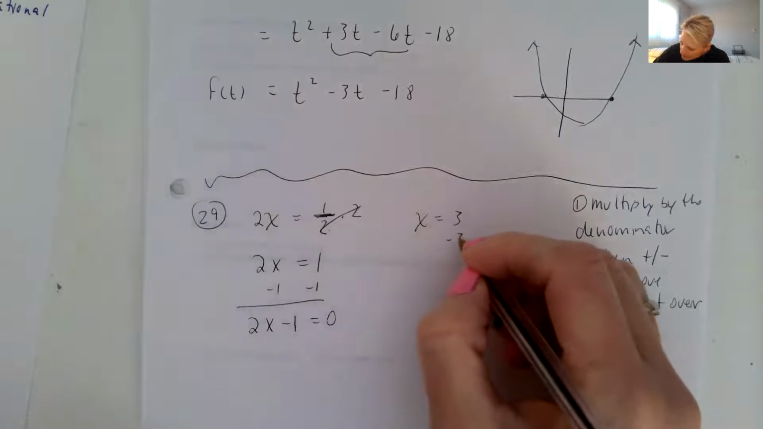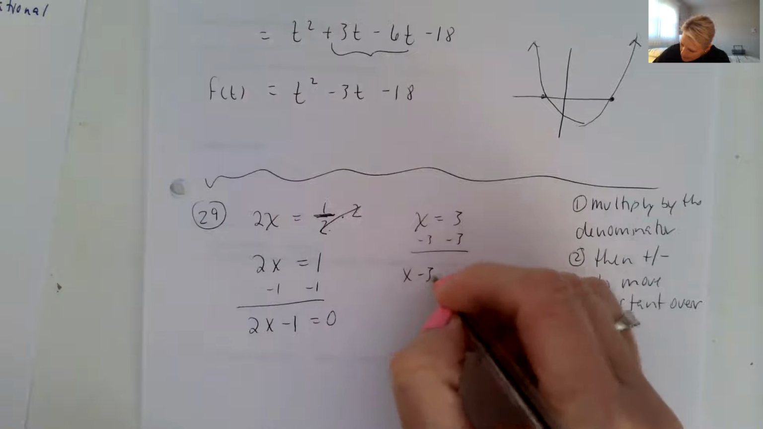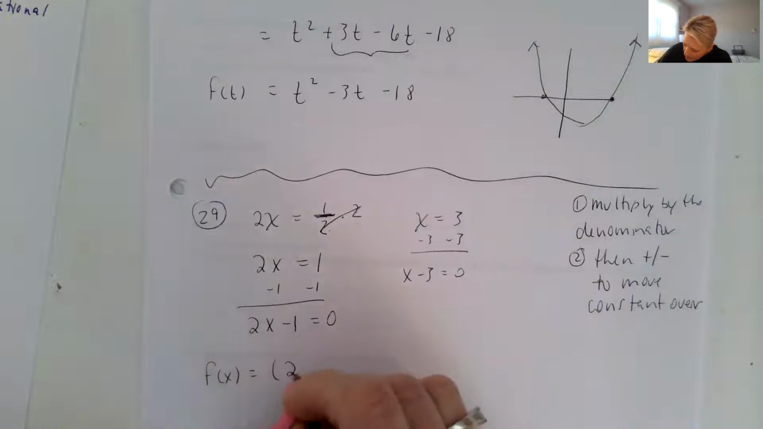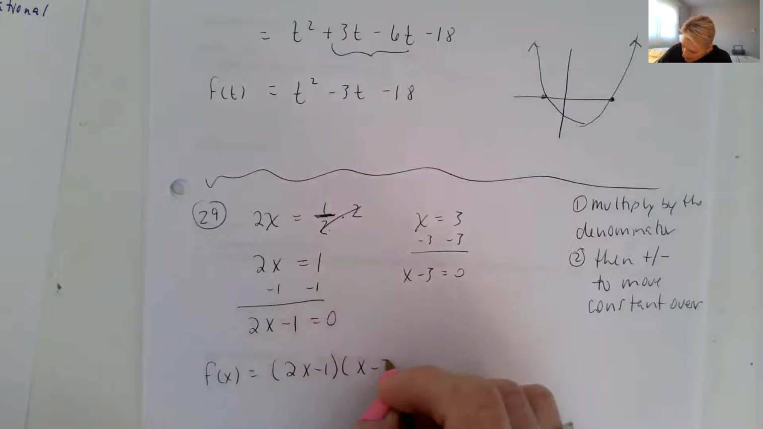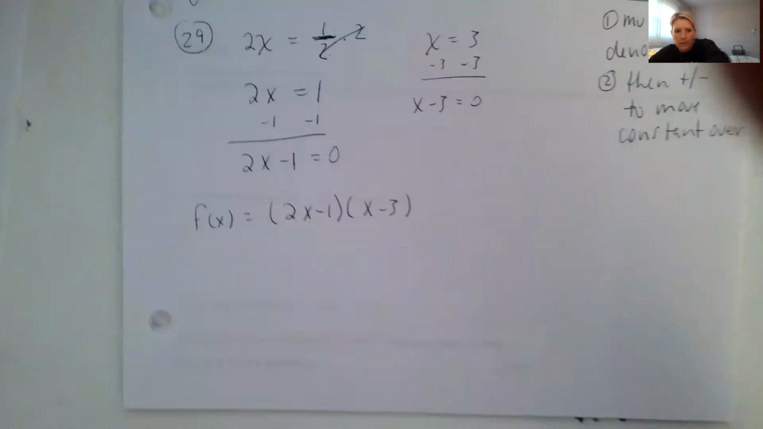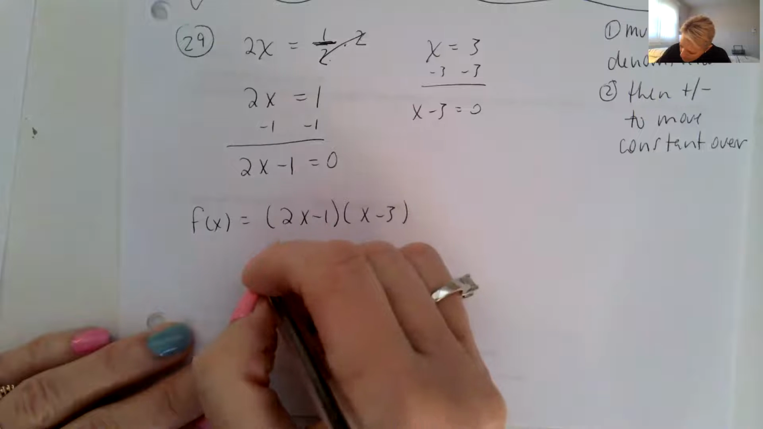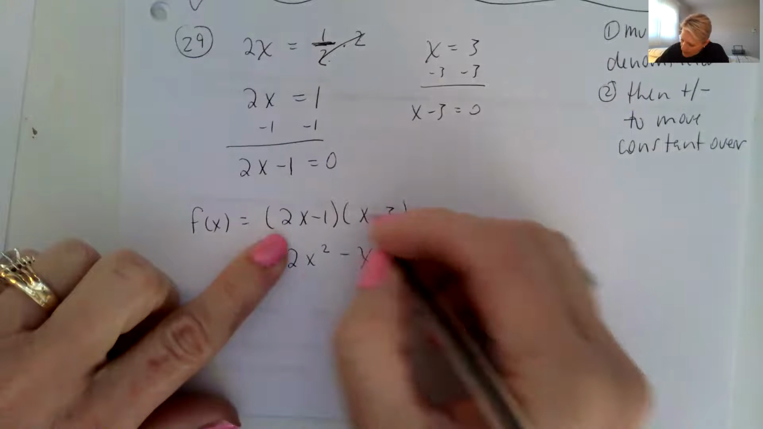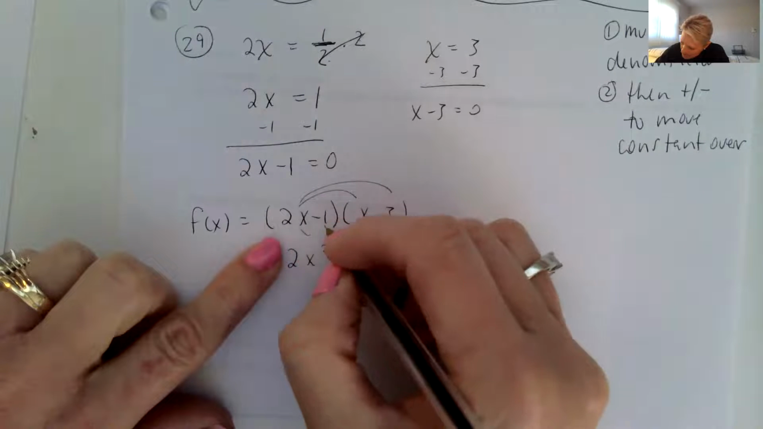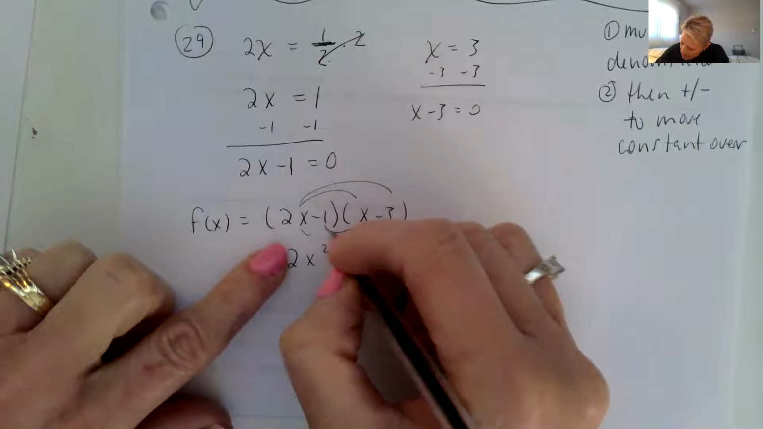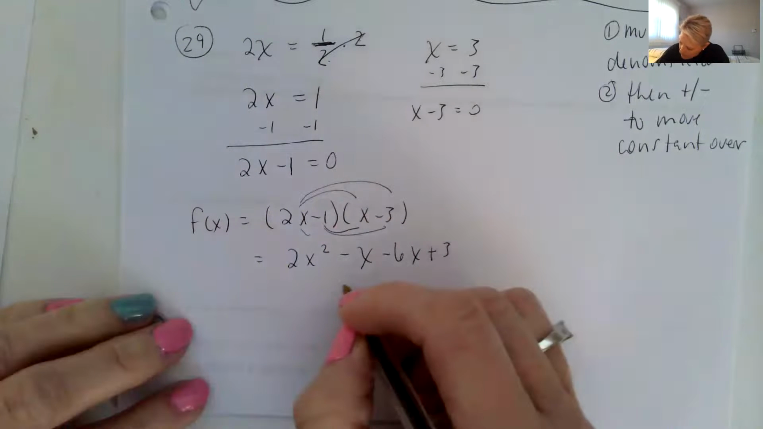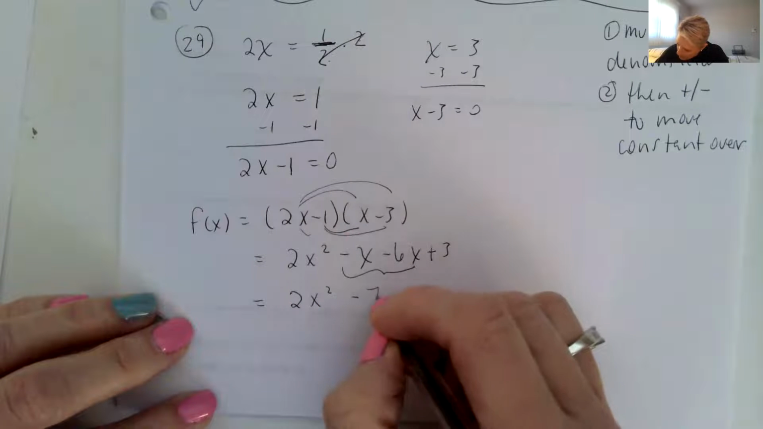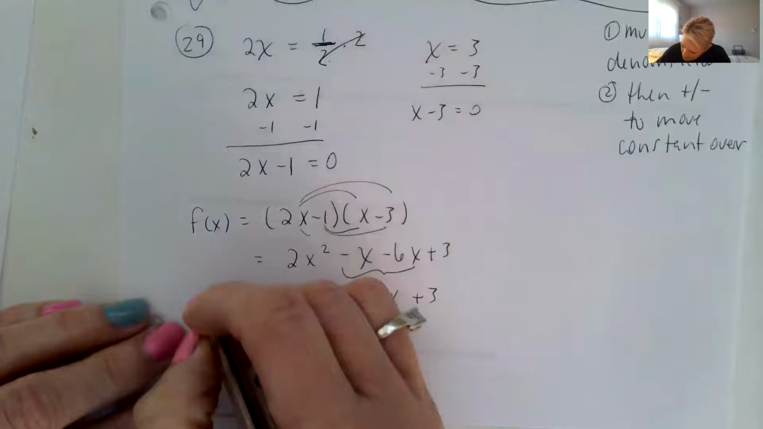And then over here, we're going to subtract 3. So we get x minus 3 equals 0. So now our function of x is really 2x minus 1 times x minus 3. And we can multiply our binomials together. So we get 2x squared minus x minus 6x, because remember we have to multiply each of these: the inside, outsides, first and last. And then we get plus 3. So combining our like terms, we have 2x squared minus 7x plus 3 is our function.